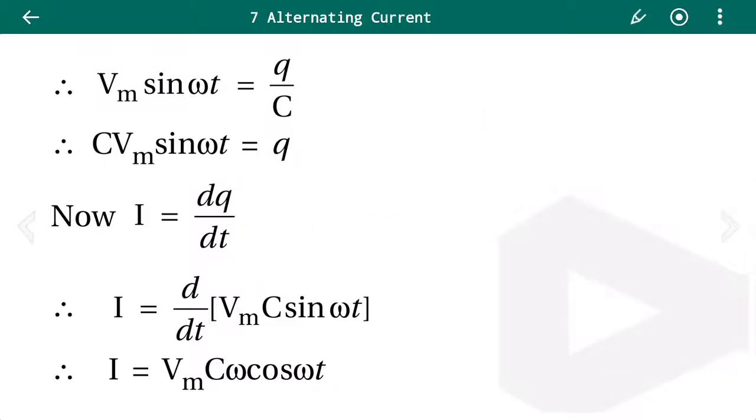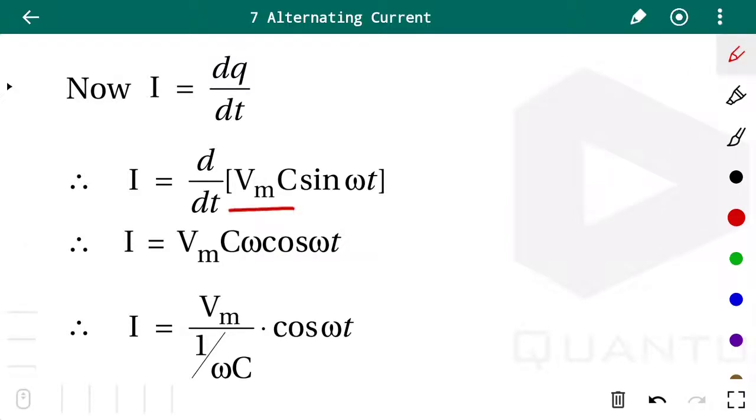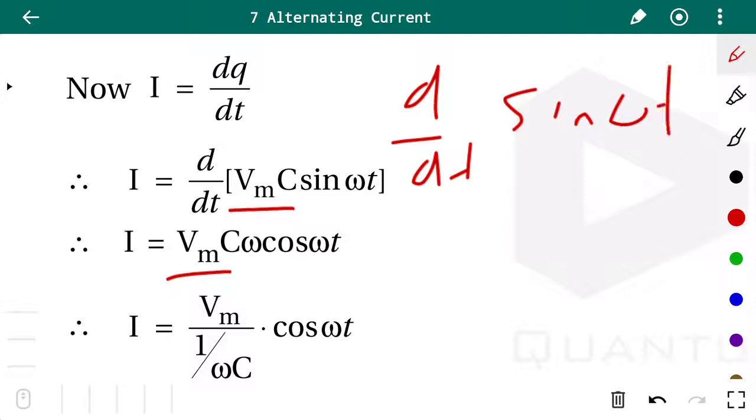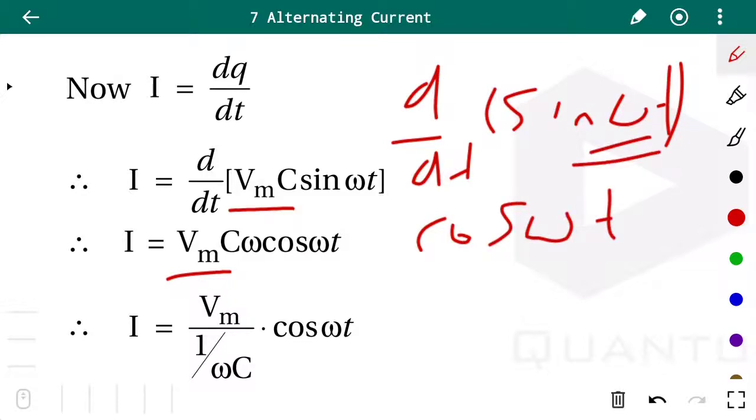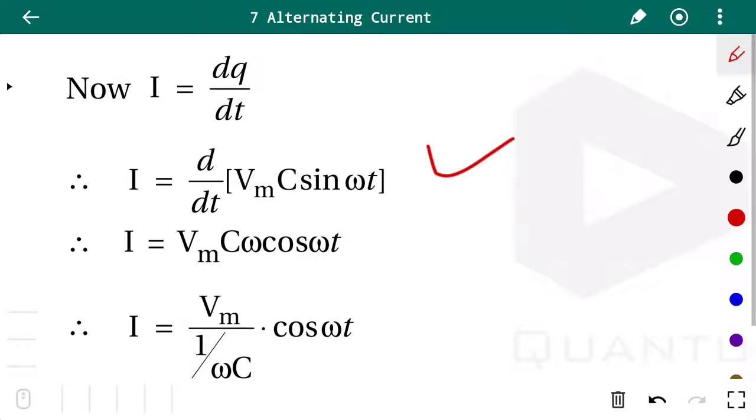So taking the derivative of that, here Vm and C both are constants, so taking them outside and taking the derivative of sin omega t. The derivative of sin is cos, and from the constant omega t, the derivative gives omega. So the derivative of sin omega t is omega cos omega t. So this equation can be written as Vm C omega cos omega t.